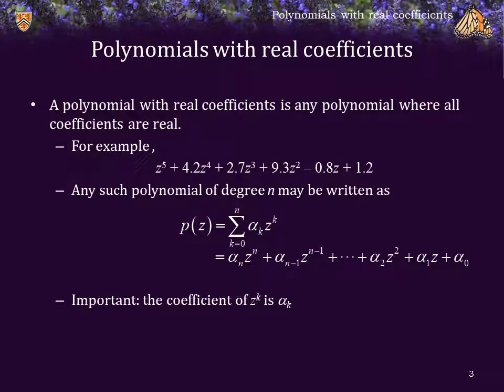Now, it's important to note that in this course, the coefficient of z to the k will always be subscripted, such as alpha sub k. So, alpha sub 0 will always be the constant coefficient. Alpha sub 2 will always be the coefficient of z squared.